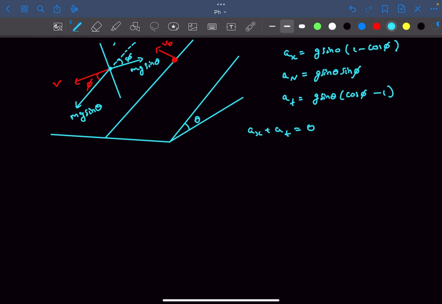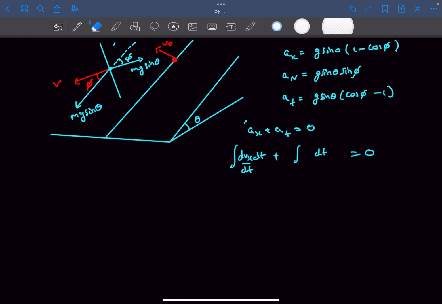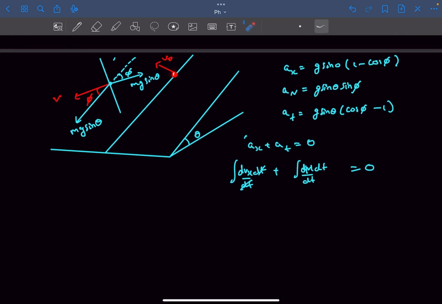Now all we have to do is integrate this expression with respect to time. So this would be the integral of ax dt plus the integral of at dt equals 0. ax I can write as dvx by dt, and at is going to be d mod v by dt. This would simply be the change in the x component of the velocity. Initially, the velocity along the x direction was 0. At some time t, it's going to be v cos phi. So the left side becomes v cos phi plus the change in the modulus of velocity. At this instant, the modulus of velocity is v, and initially it was v naught. So this would be v minus v naught, and this should all add up to 0. From here, we get v as v naught divided by 1 plus cos phi.